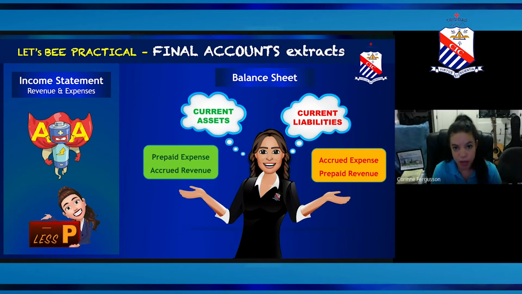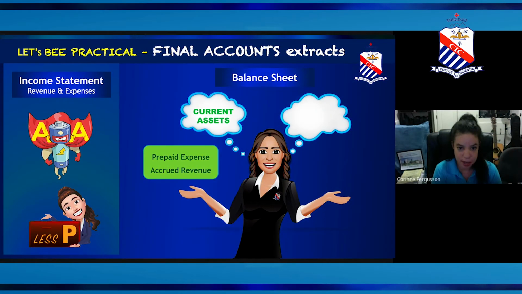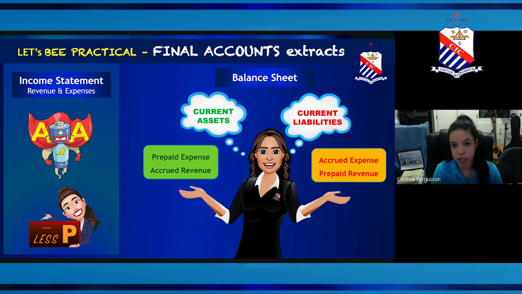And we should know by now that the two current assets would be the prepaid expense and the accrued revenue, and the two current liabilities would be the accrued expense and prepaid revenue, where prepaid revenue is also known as unearned revenue. So that is what you're going to take into account when you do your activity, both income statement and balance sheet. Just concentrate on one at a time. The first one, income statement, AA and less P, and then your balance sheet where I put them under the current assets and the current liabilities.